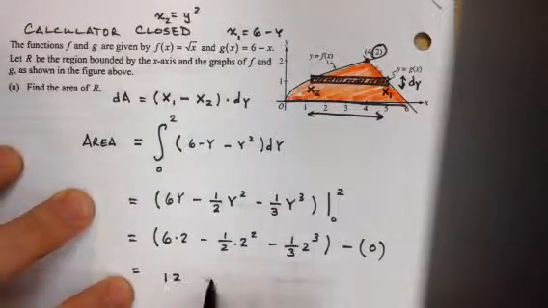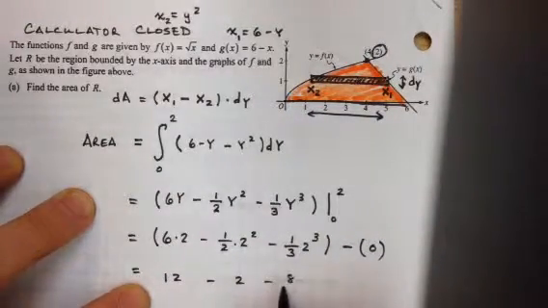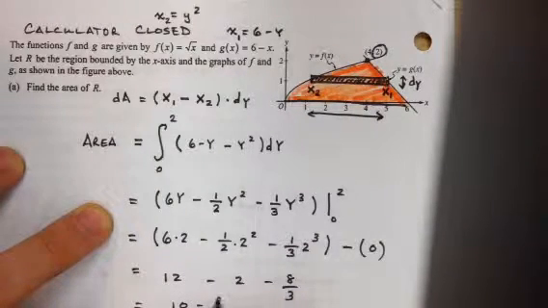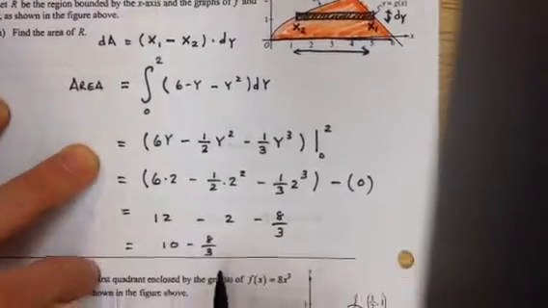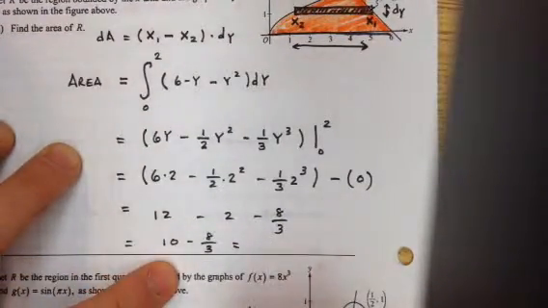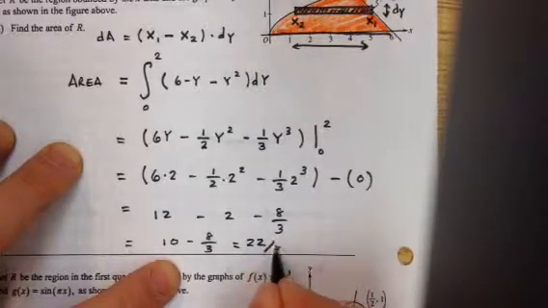So that's 12 minus 2 minus 8/3, which is 10 minus 8/3. So I would call that 30/3 minus 8/3 is 22/3.